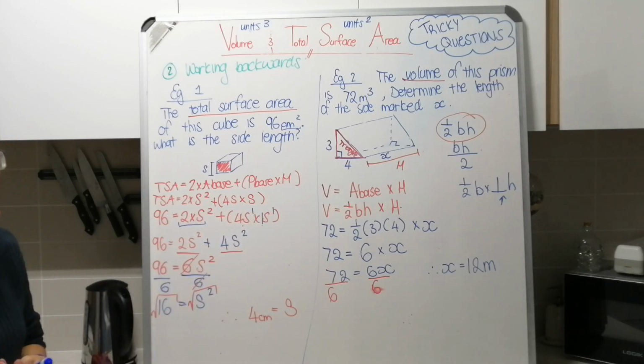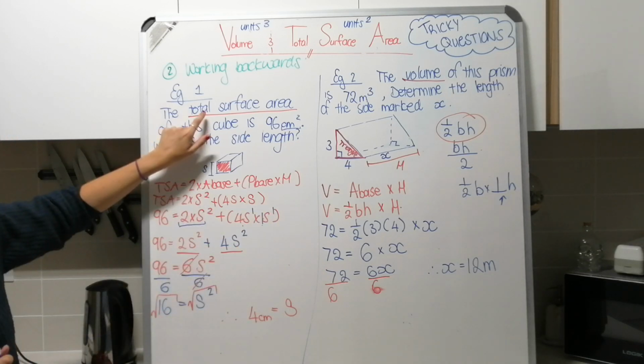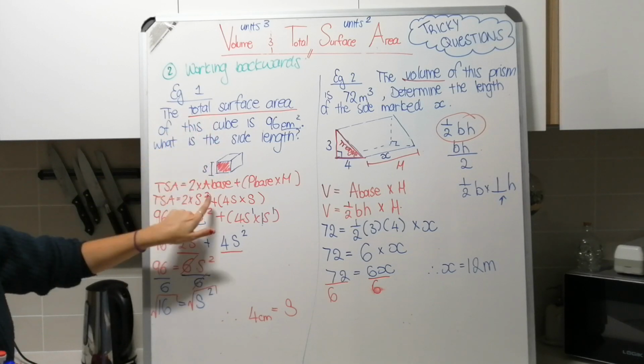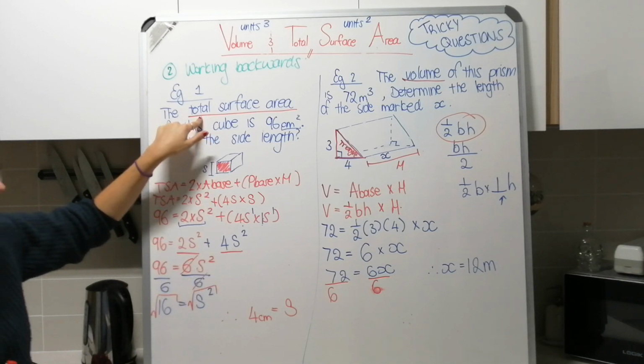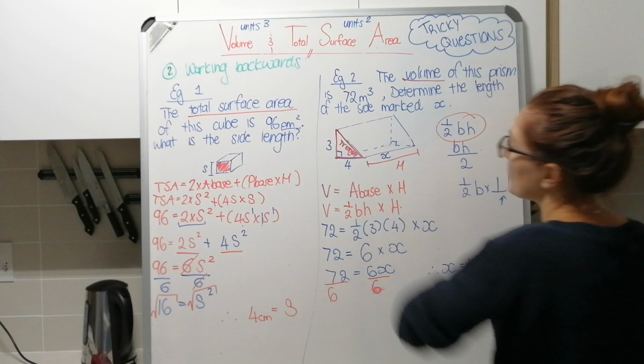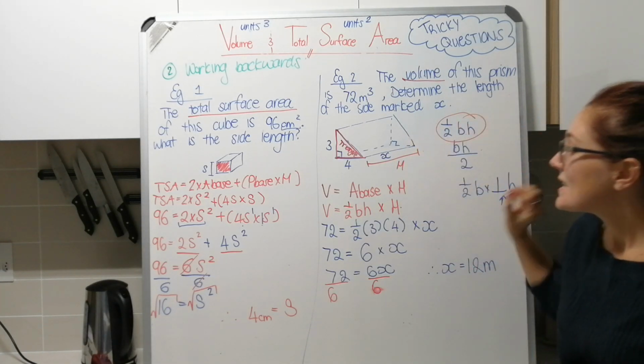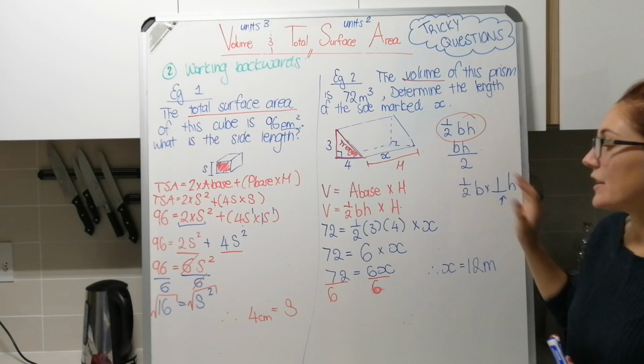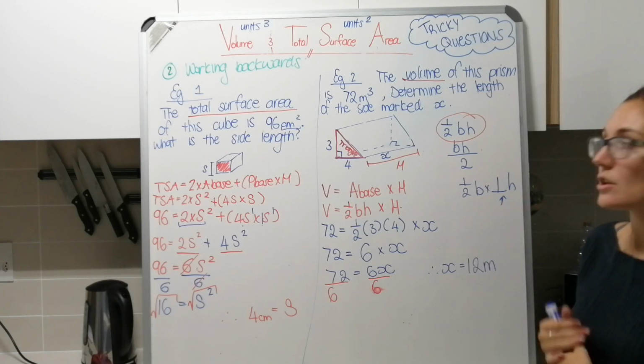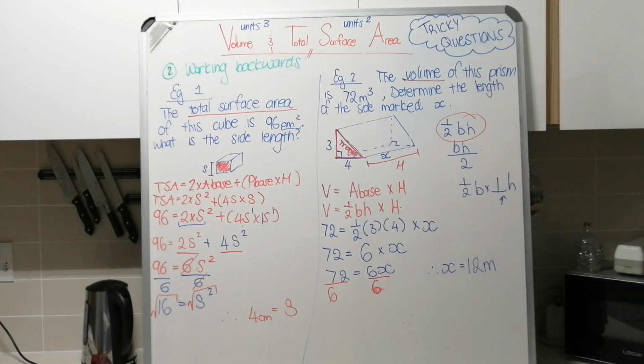You choose the formula that you think you need to use based on what's given in the question. So here I used TSA because they gave me TSA. Here I used volume because they gave me volume. Then you expand according to your specific prism, substitute in what you know, and then solve it like an equation. I'm hoping you guys are starting to realize how important equations are.